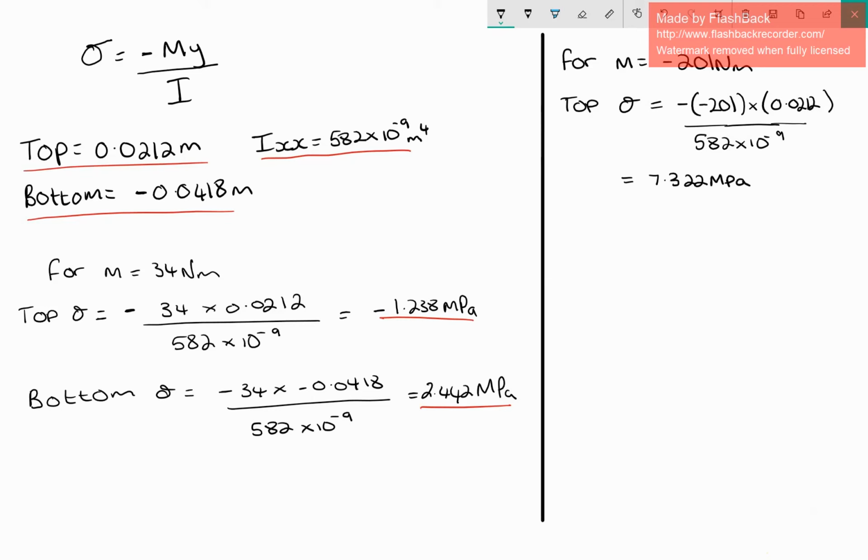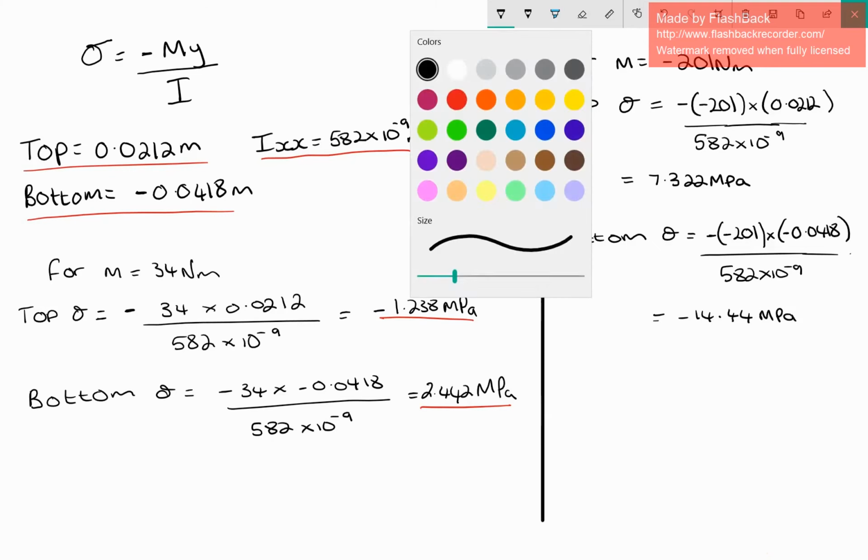We now need to do the same for the bottom. So plugging the values again into the formula, we have minus, bracket, minus 201 times minus 0.0418, and that is all over again the second moment of area, which is 582 times 10 to the minus 9. And we get a value of minus 14.44 megapascals.